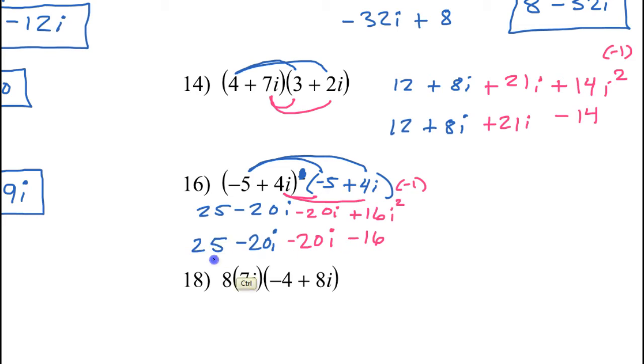Alright, combining like terms. So I've got 25 and I've got negative 16, so that is going to be 9. And then negative 20i and negative 20i, that's negative 40i. So that is going to be the answer to number 16.